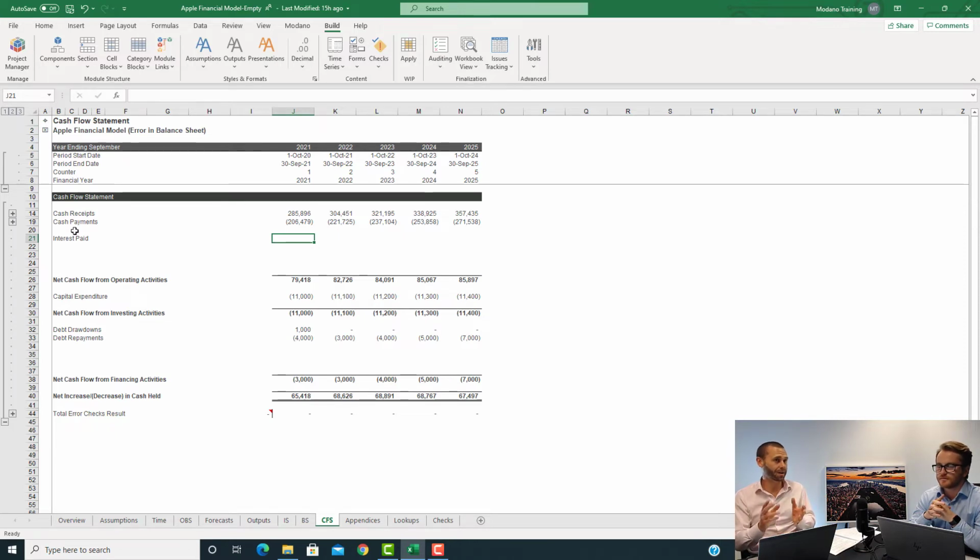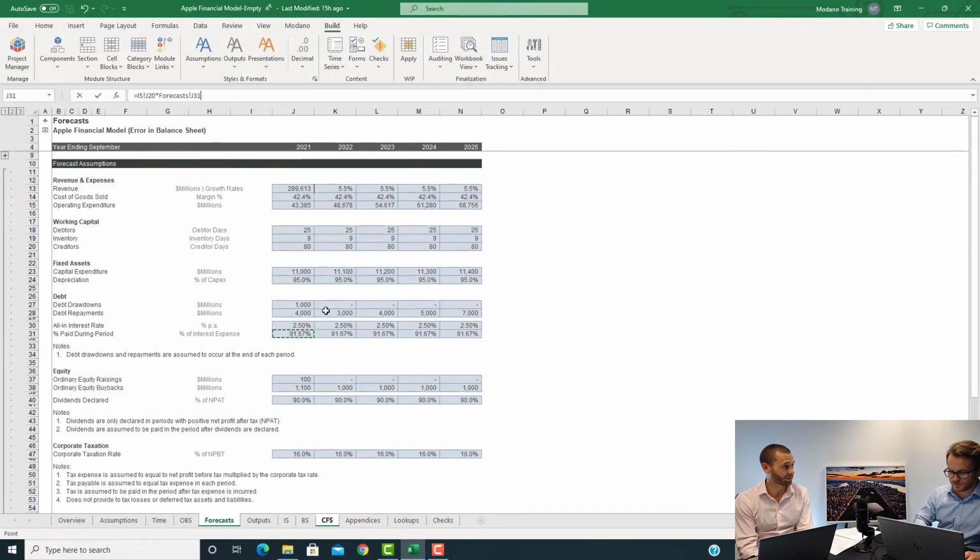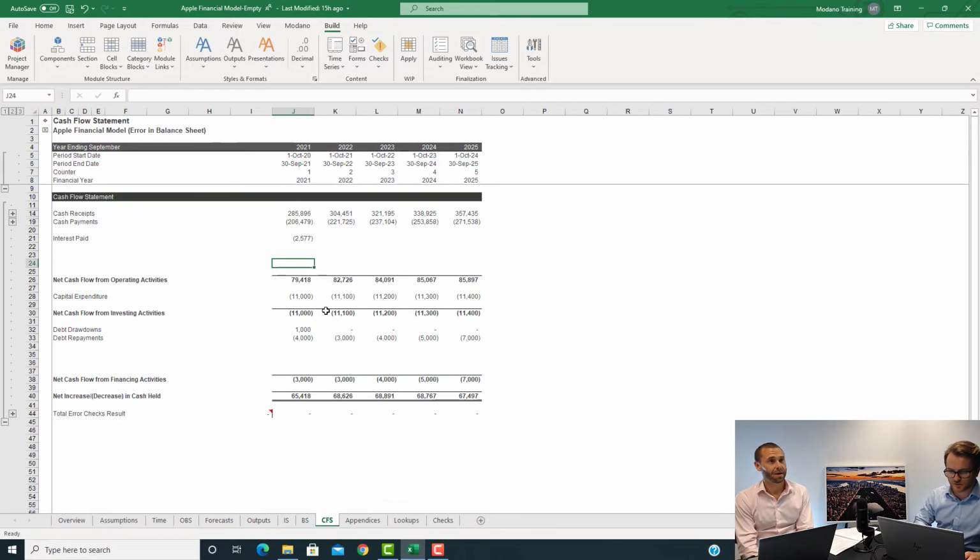So to start with, let's include the current period's interest paid from interest expense. To start that formula, let's do equals, and multiply the interest expense on the income statement. So equals income statement J20, multiplied by the percentage of that that's paid during the period on the forecast assumptions, which is 91.67%. That's what's paid during this period.